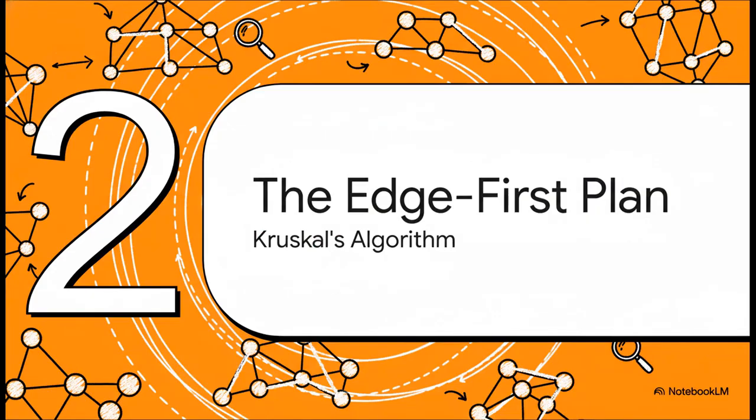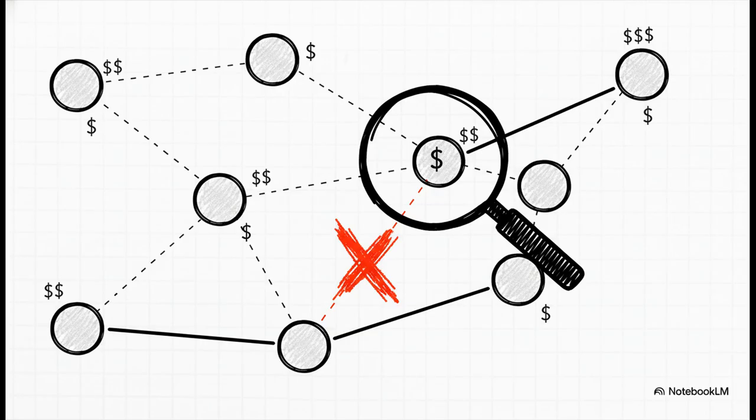All right, so we get what an MST is and why it's so important. The next question is, how do we actually find one? So let's look at our first blueprint, Kruskal's algorithm, which takes what I like to call an edge-first approach. If you only remember one thing about Kruskal's, make it this. It's a super simple, greedy strategy. You always add the next cheapest connection you can find, as long as it's safe, and by safe, we just mean it doesn't create one of those wasteful loops.